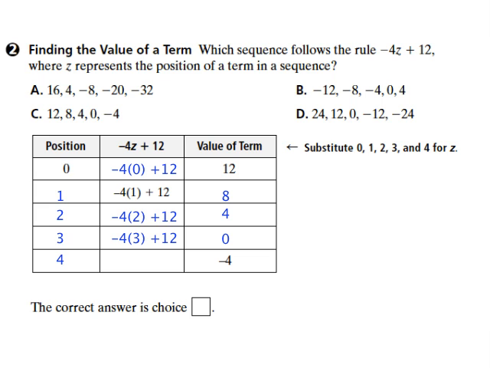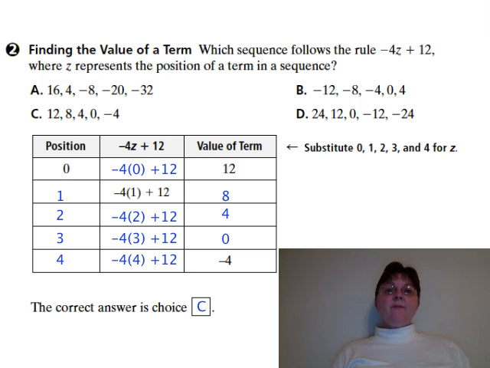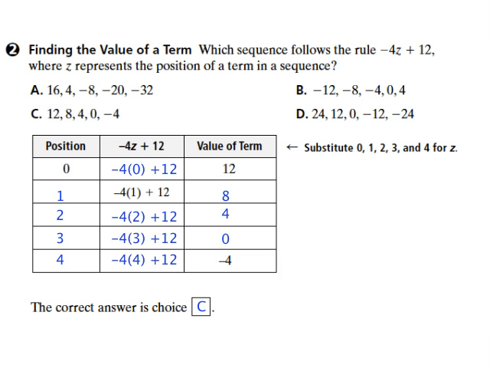And for the final position, -4 times 4 plus 12. -4 times 4 is -16. -16 plus 12 is -4. So the correct answer choice would have to match the value of the terms as 12, 8, 4, 0, and -4. So the correct answer choice is C. Pause the video if you need more time to copy down the notes.